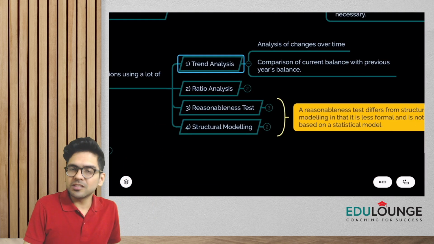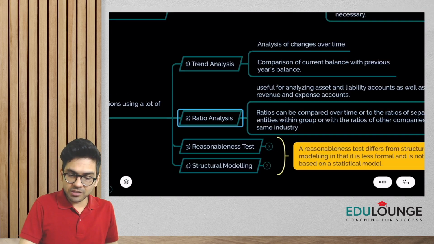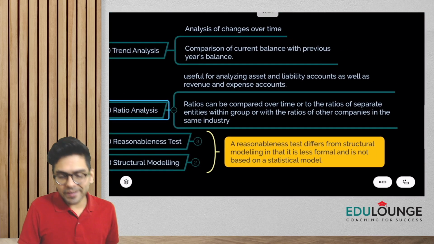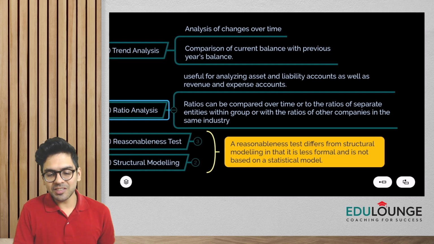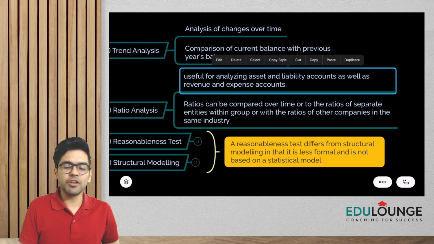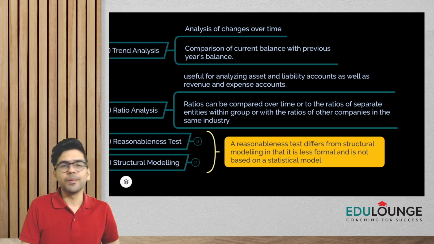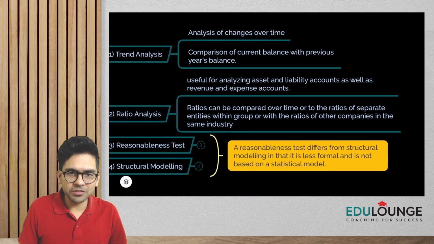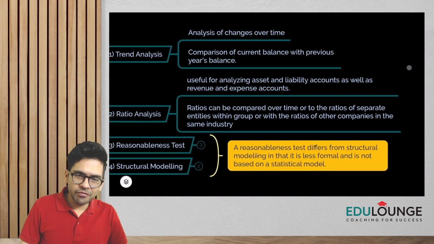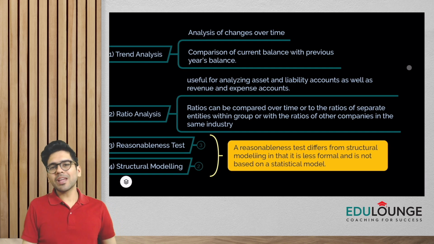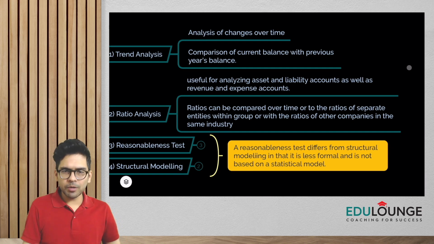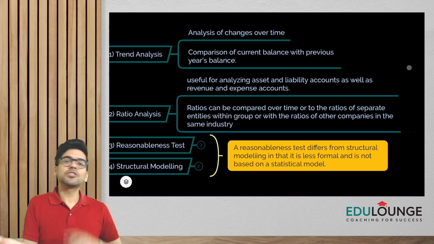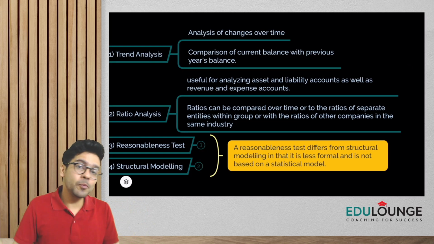Next is ratio analysis. All of you know this, you are champions in the financial management subject. So what is ratio analysis? Useful for analyzing assets and liability accounts as well as revenue and expense accounts. When you calculate all those ratios, debtor turnover, we have so many different ratios. But then again, you can calculate ratios, great, but then you can compare the ratios with the previous year also, right? Again, it would become trend analysis.